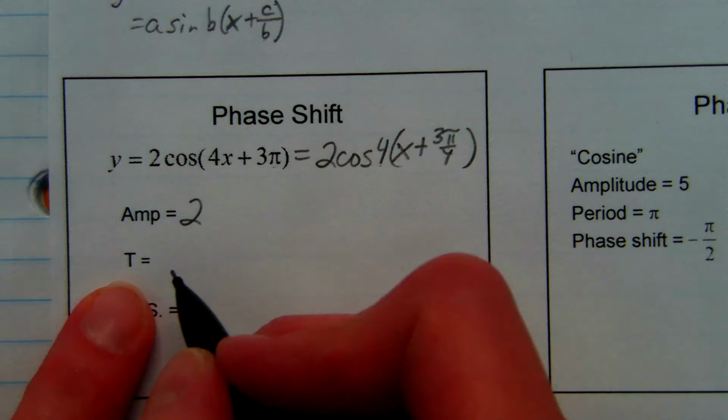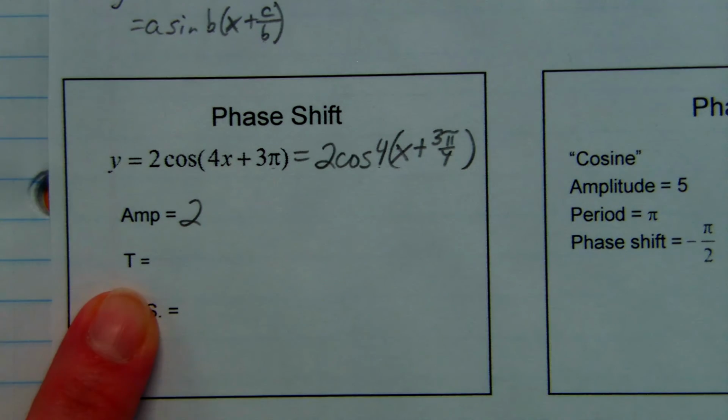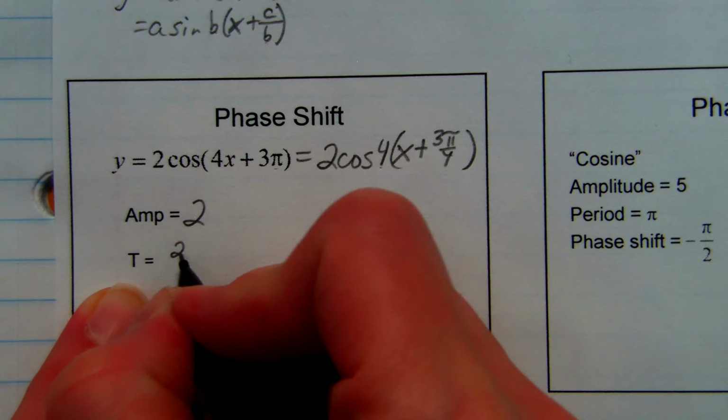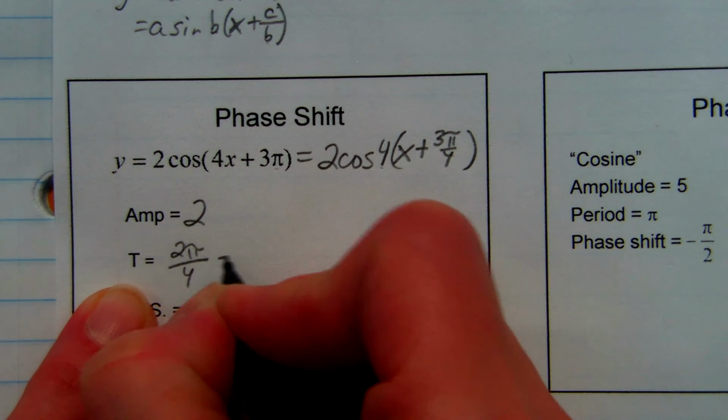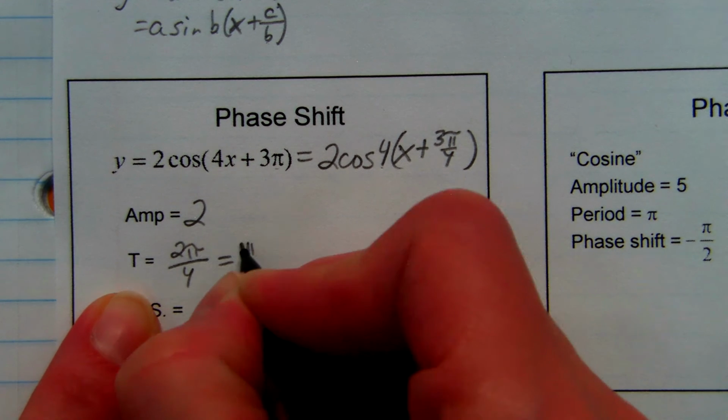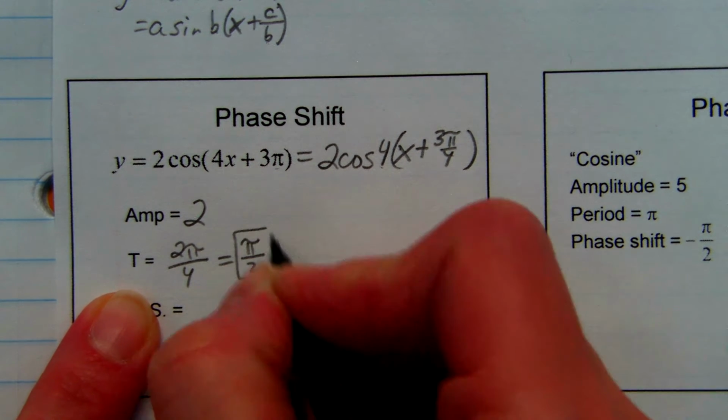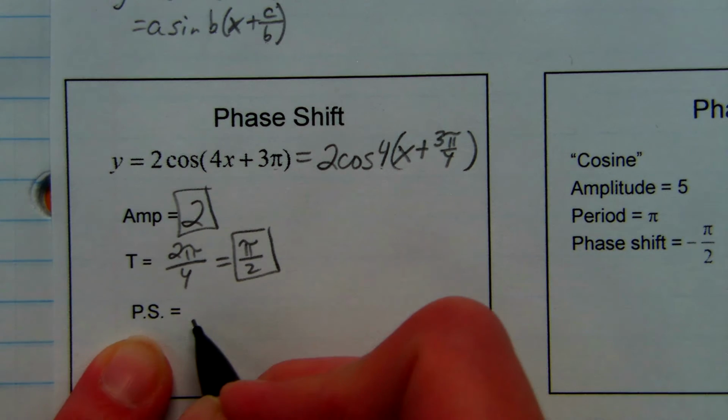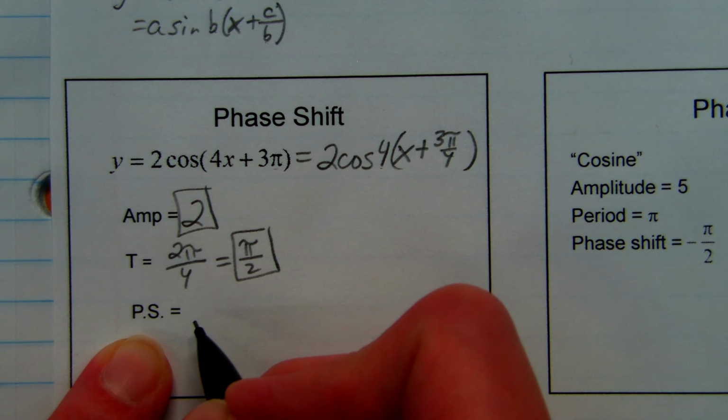So then how do I find the period? 2 pi divided by 4. And we can reduce the 2 over 4 to 1/2. So you get pi over 2, or pi halves. And then, what is my phase shift?